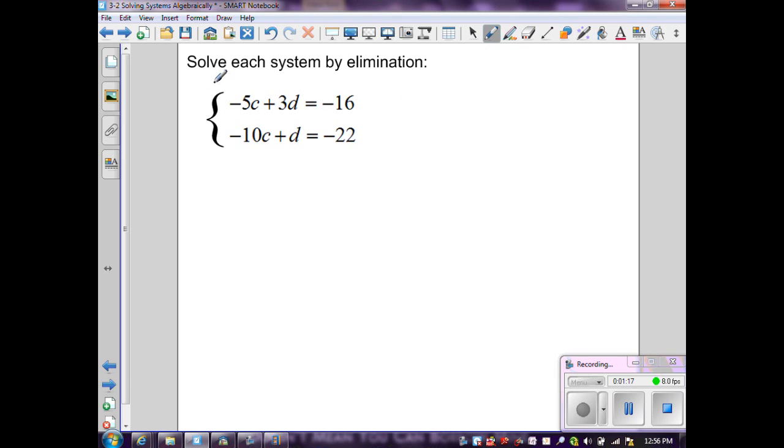Our next example, I have a negative 5c plus 3d equals a negative 16. I have a negative 10c plus d equals a negative 22. Here, I already have both my variables on the left side of the equal sign. They're already in alphabetical order.